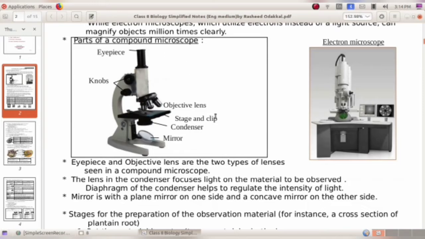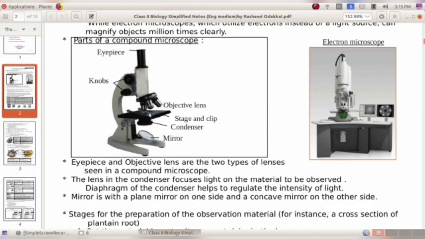This is a compound microscope. The compound microscope has two types of lenses. Eyepiece and objective lens are the two types of lenses. This is the eyepiece and this is the objective lens. The lens in the condenser focuses light on the material to be observed. This is the condenser, and the lens in this condenser focuses light on the material.